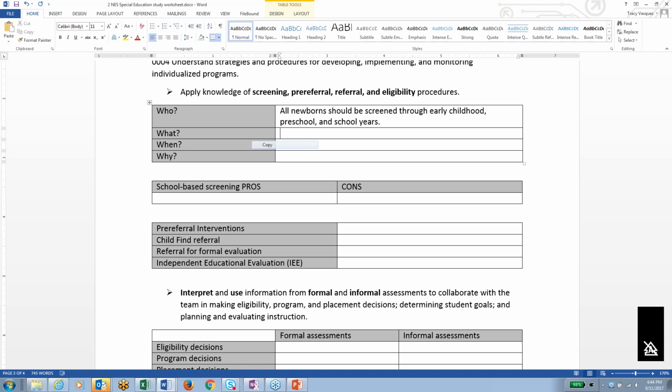Through referral, the teacher can refer the child to have a formal evaluation. Of course, we do have to have a parental consent for that. So there'll be screening and potentially referral for formal evaluation. And this is done typically before grade 3.